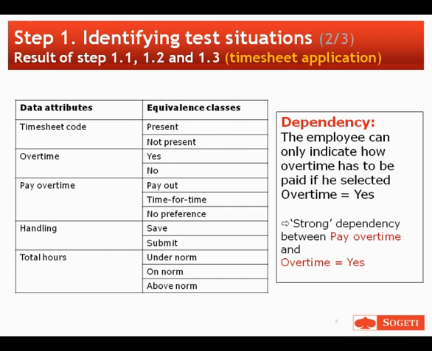Here we see the data attributes that are of influence on the system behavior of the timesheet application. Timesheet code, overtime, payment of overtime, handling of the timesheet, and the total number of normal hours. We also see the equivalence classes of these data. There's one strong dependency: payment of overtime can only be tested if overtime is yes.